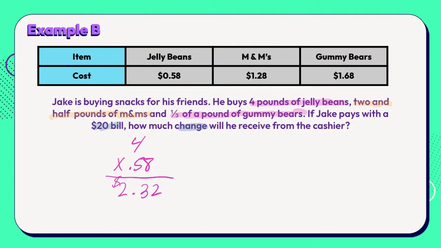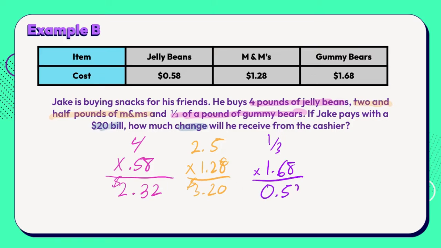Now we're going to do the same thing for our 2.5 pounds of M&Ms. I can see that they cost $1.28 per pound. I'm going to multiply those together, and when I do that, I should get $3.20 for his M&Ms. Now we'll do the same thing for the gummy bears. We have a third of a pound times $1.68, because that's how much gummy bears cost. And when I multiply those together using my Desmos calculator, I get 52 cents.